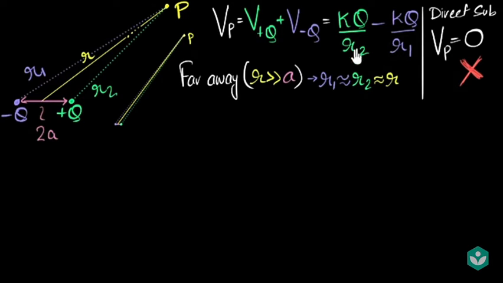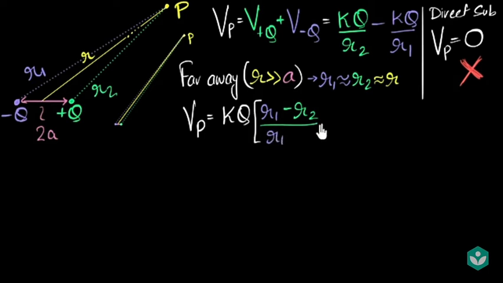Whenever direct substitution doesn't work, you simplify one more step. Just doing algebra, I take the common denominator. I can take kq out, and when I take the common denominator I get r1 minus r2 divided by r1 times r2. So that's going to be r1 times r2 in the denominator.